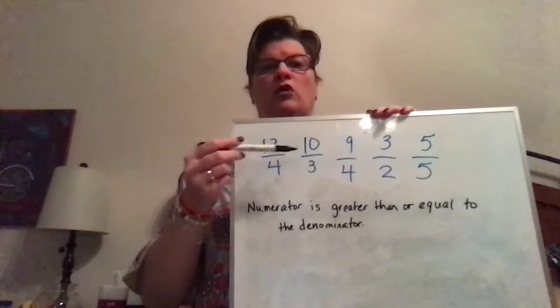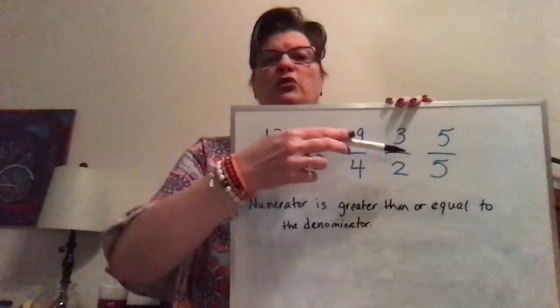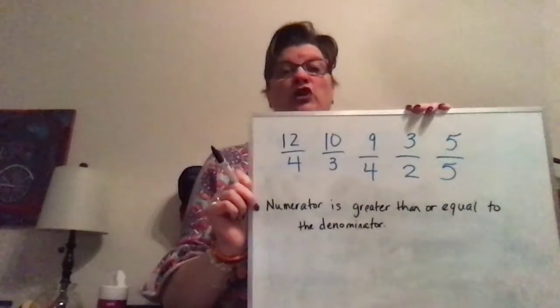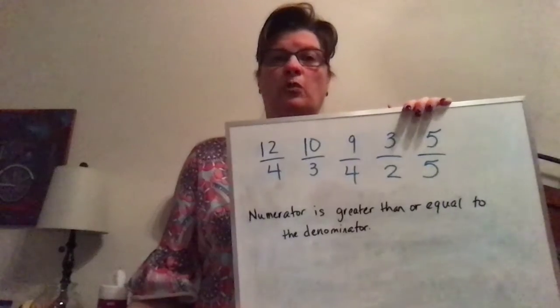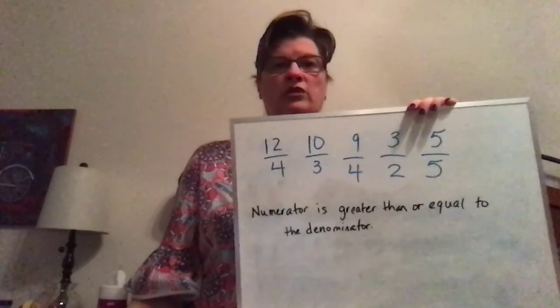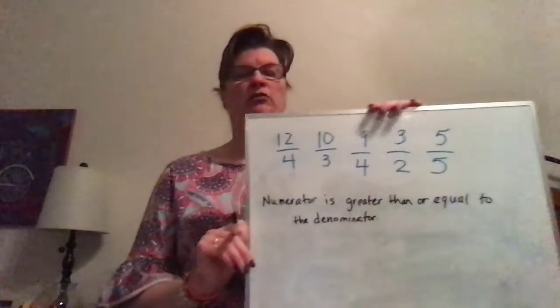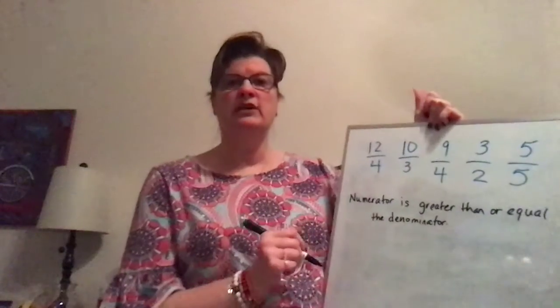12 is greater than 4, 10 is greater than 3, 9 is greater than 4, 3 is greater than 2, and the last one, 5 over 5, they're equal, but that's still improper because mathematicians like to write their numbers a certain way. And if you have a whole number, don't write it as a fraction. We're going to write it as a whole number. So let's change all these to mixed or whole numbers. And the first one is 12 over 4.